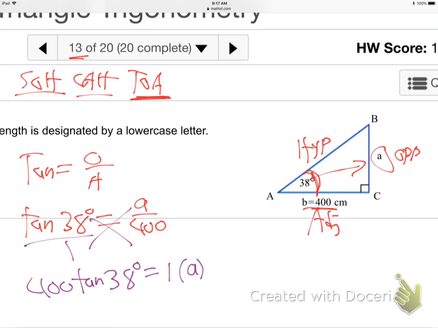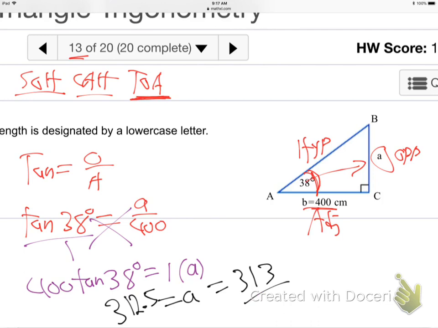And that's it. This is a. And then just hit the buttons on your calculator. Is it 313? I think I saw the answer when I started the problem. Let me double check though. 400 tangent 38. Yeah, it's 312.5. They said round to the nearest whole number, 313. Are y'all able to get that on your camera?